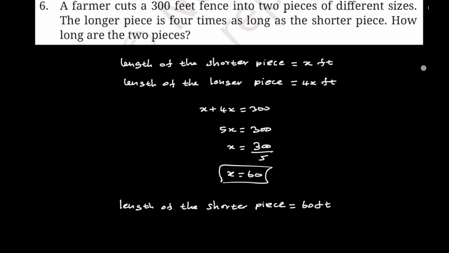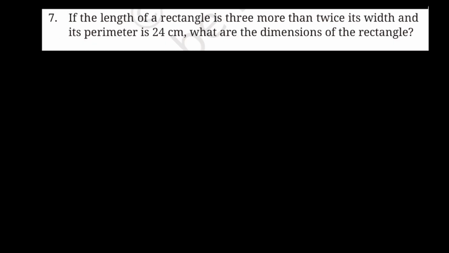Then the length of the longer piece is 4x. So 4 multiplied by the x value, 60. So 4 into 60 is 240 feet. So we found the lengths of the 2 pieces. The smaller piece's length is 60 feet and the larger piece's length is 240 feet.